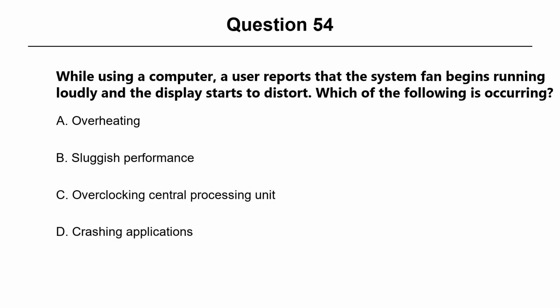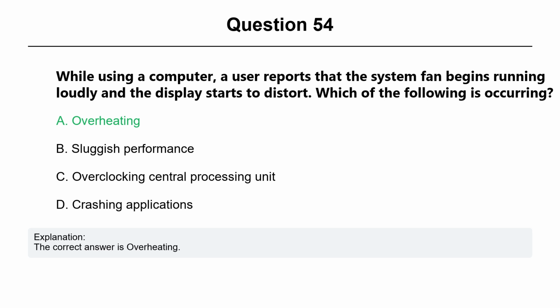While using a computer, a user reports that the system fan begins running loudly and the display starts to distort. Which of the following is occurring? Option A, overheating. Option B, sluggish performance. Option C, overclocking central processing unit. Option D, crashing applications. The correct answer is option A, overheating.